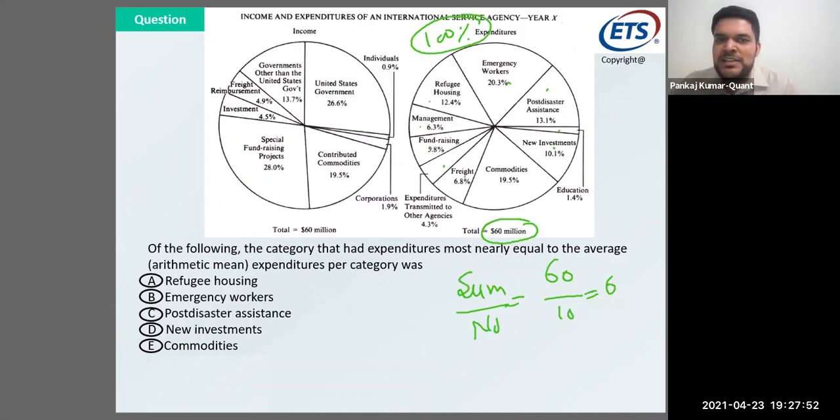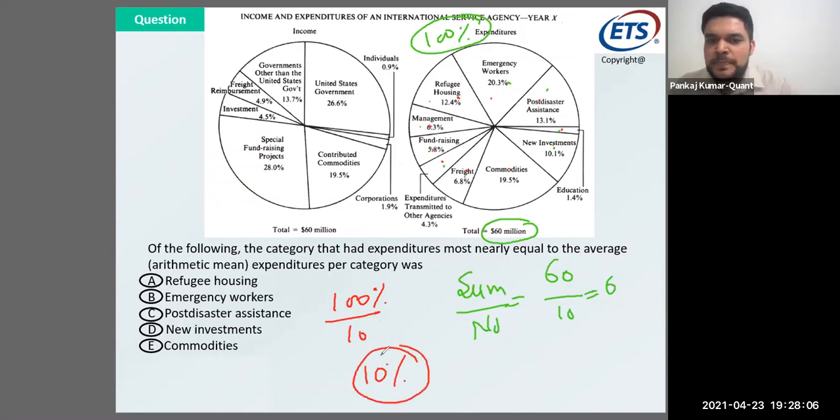When 60 million is 100%, how many categories? We have 10 categories: 1, 2, 3, 4, 5, 6, 7, 8, 9, 10. So average percentage is going to be 10%. Now it's easy to understand which one is close to 10%, because we want most nearly equal to average. So new investments is most nearly equal to average, and that is D.